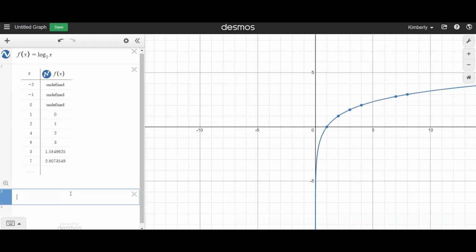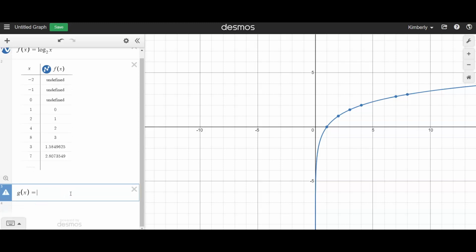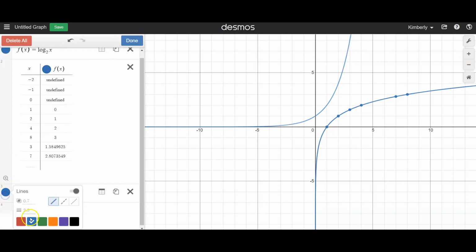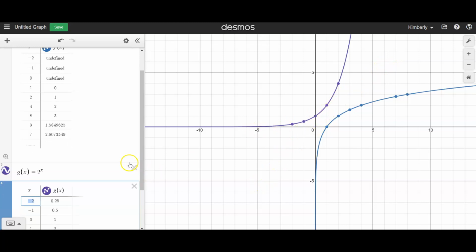so we can make a comparison of tables. 2 raised to, so you hit shift 6 and make the exponent, the x. I'm going to hit my gear, and I'm going to change that to a purple graph, and then we're going to hit our table of x. So basically what's happening is it's crossing over that line of y equals x. It's a reflection over that line.